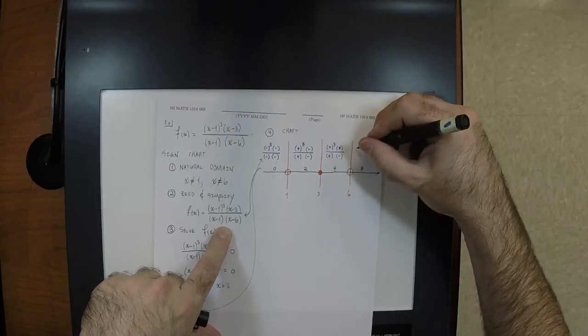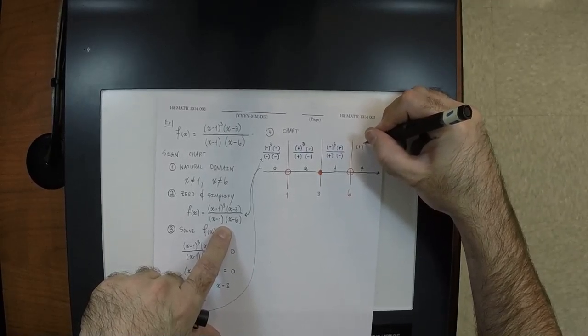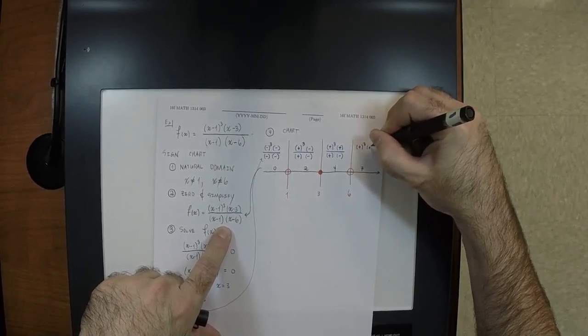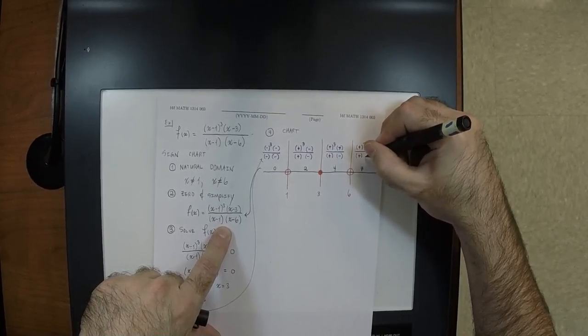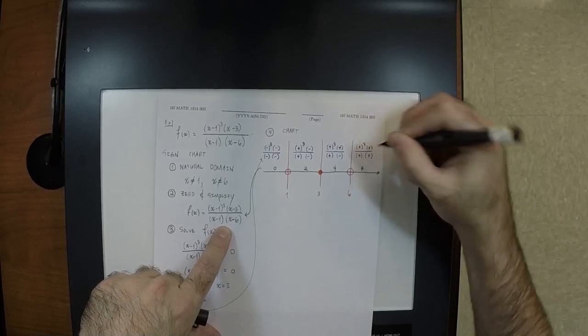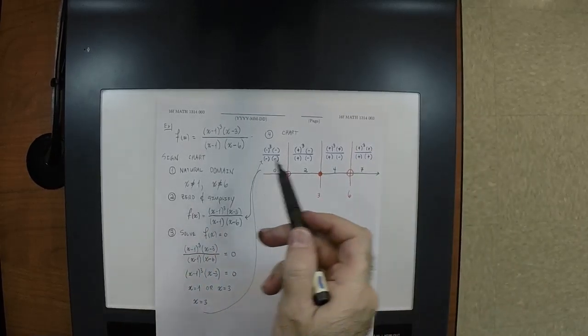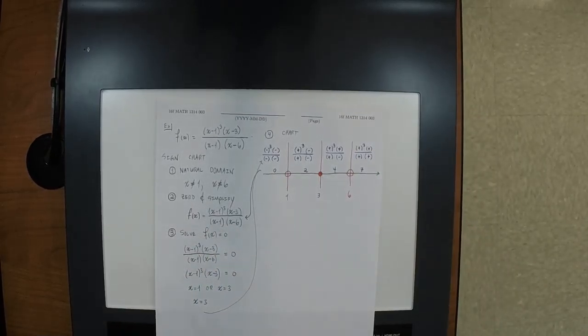And then finally, positive cubed in the top left, positive in the top right, positive in the bottom left, positive in the bottom right. So any question about determining these sign patterns?